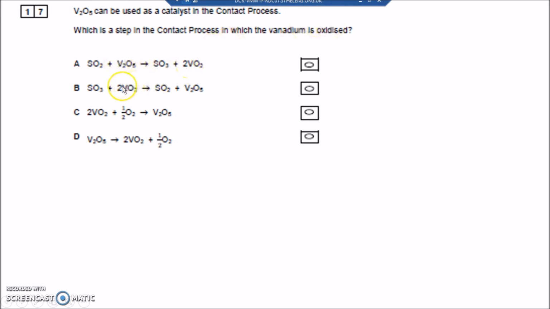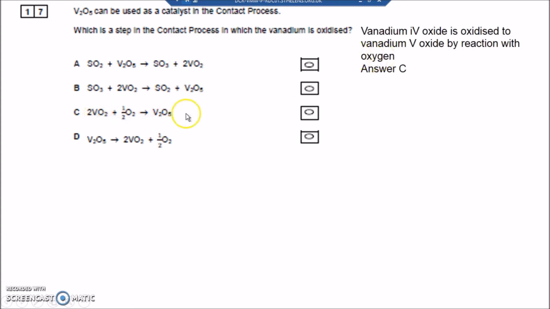So it's been reduced. Let's have a look at this one. Similarly, +4, two -2's is -4, so that must be +4. Here it's gone up to 5, two -2's is -10, so 2 V's must be +10, that must be +5. So that has gone up, that's been oxidized from +4 to +5. So that's a possibility, from +4 up to +5, and this is +5 going down to +4, that's been reduced. So it's between B and C. And you've simply got to learn that, so your answer is C.